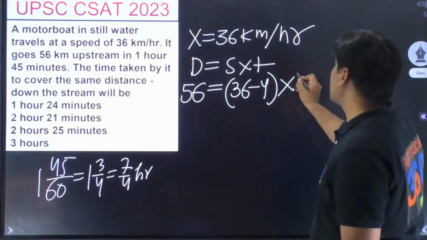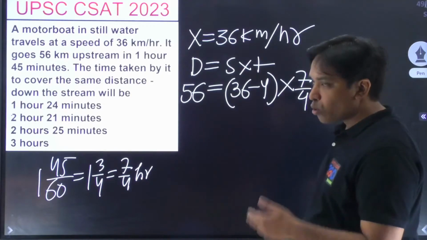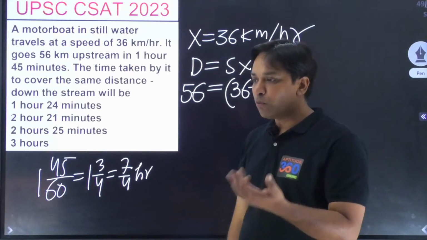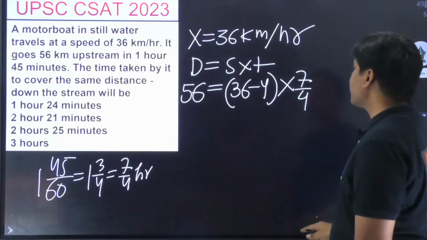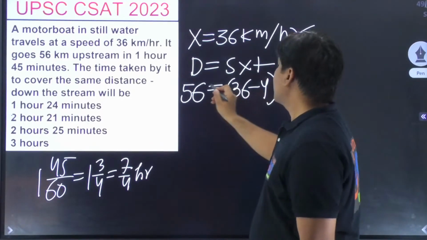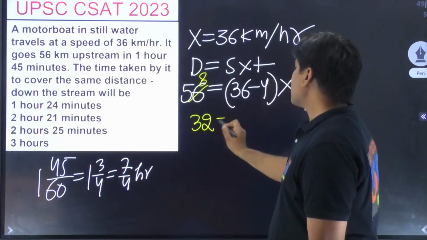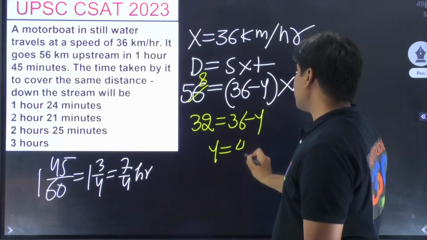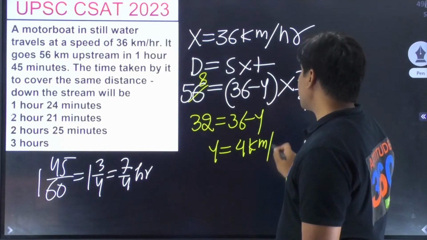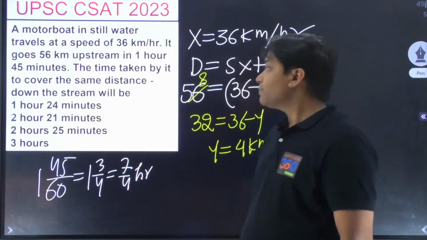So 56 is equal to 36 minus y into 7/4. So this is where we can find the value of y, is it not? What is the value of y out here? So 7 into 8... 8 into 4, 32 is equal to 36 minus y. The value of y comes out as 4 kilometers per hour. And what is y? Speed of the current.